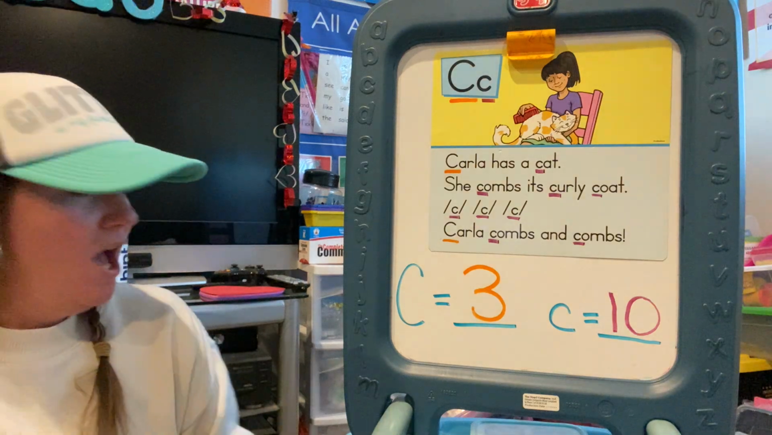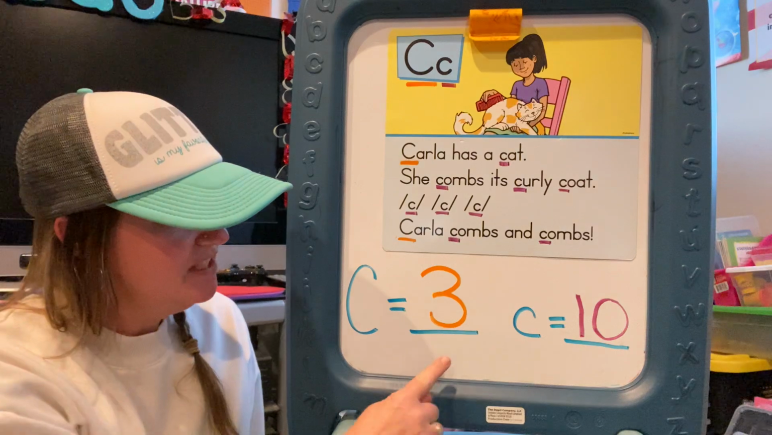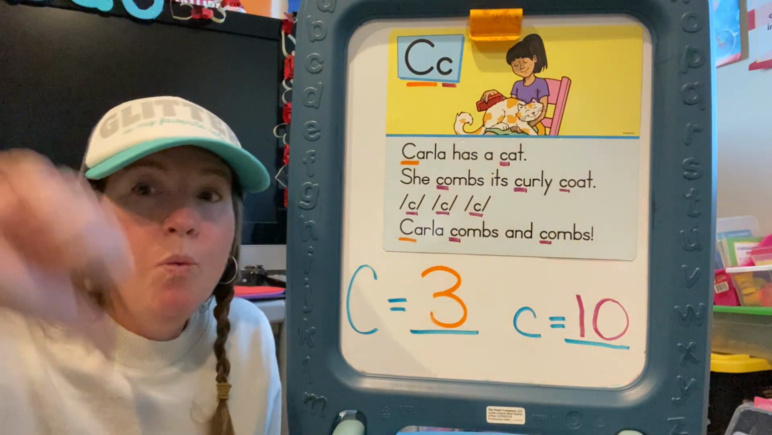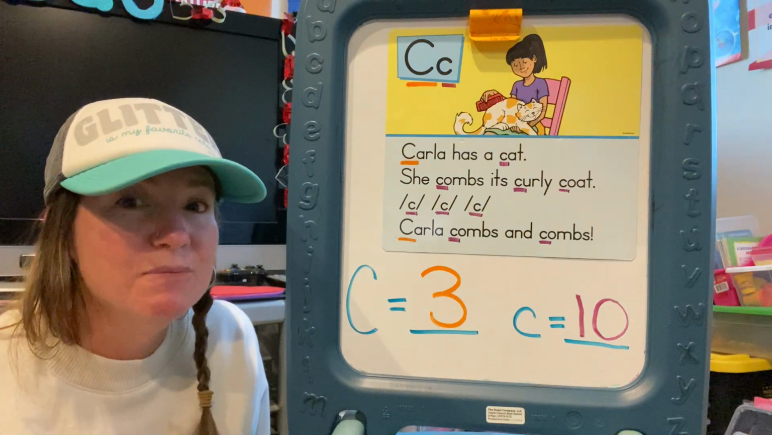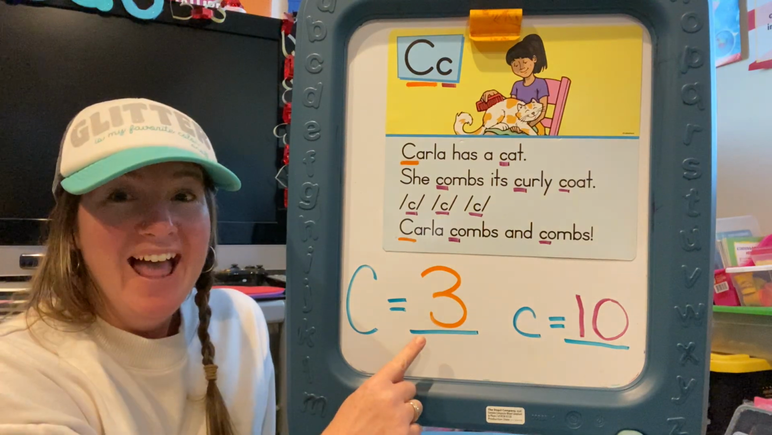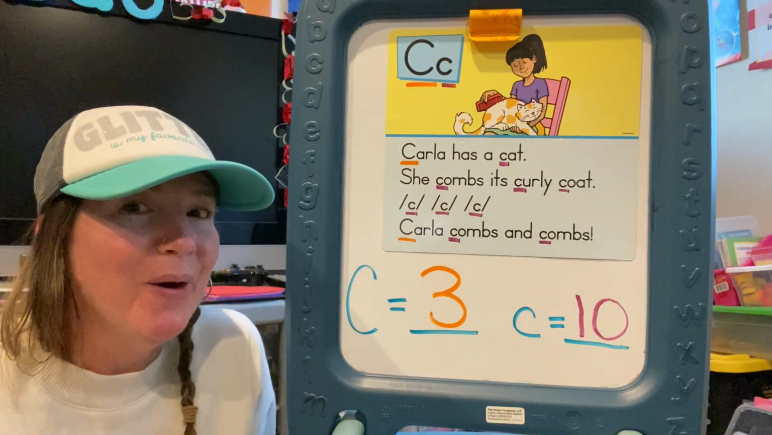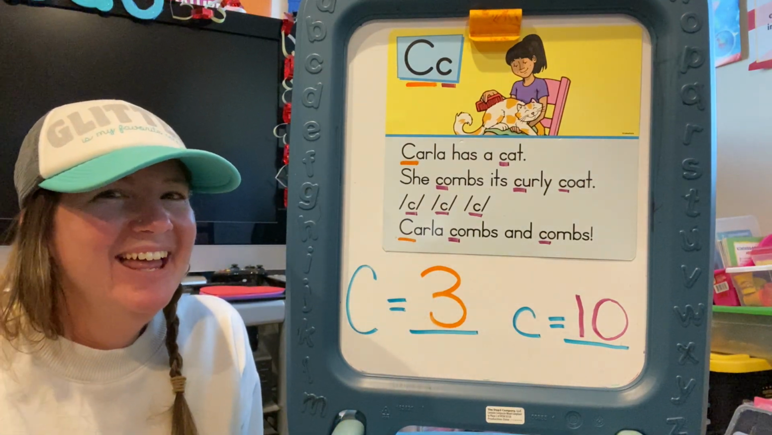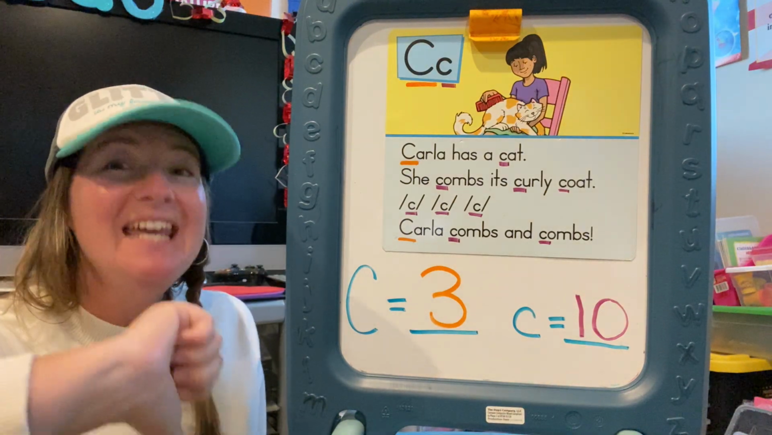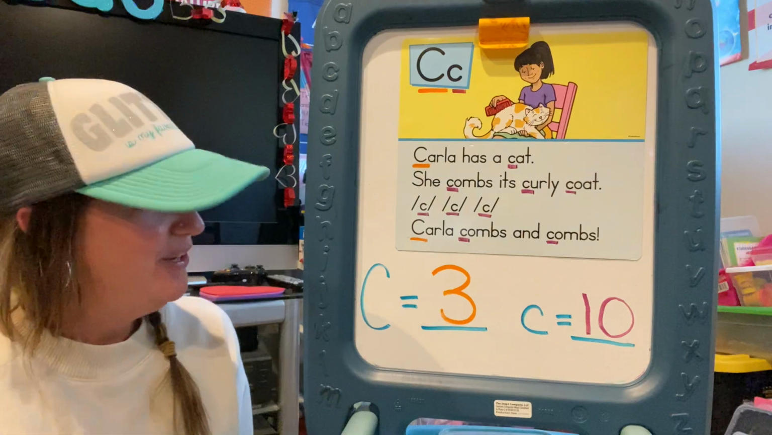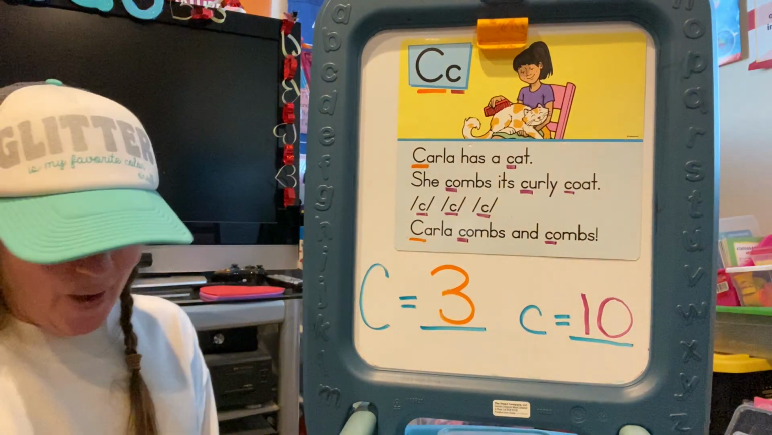Now, pandas, I want you to point to the number that's smaller. Is it 3 or is it 10? What number is smaller? Lower on the number chart, smaller. That's right, 3 is smaller. Now, what number is bigger, 3 or 10? That's right, we're pointing to the 10. 10 is bigger and 3 is smaller. Good job. 3 is smaller than 10.